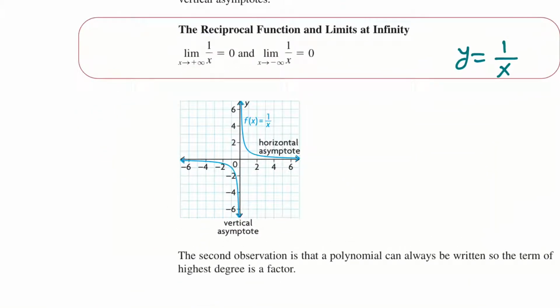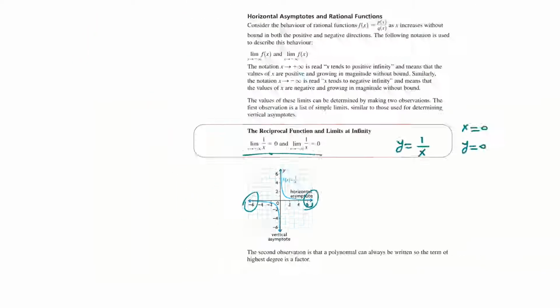We know the graph of the reciprocal function y equals 1 over x. The x-axis and y-axis are asymptotes of this function. As x approaches positive infinity, the graph is getting close to the x-axis. As x approaches negative infinity, the graph is getting close to the x-axis. Therefore, the limit of 1 over x as x approaches positive infinity or negative infinity is 0.